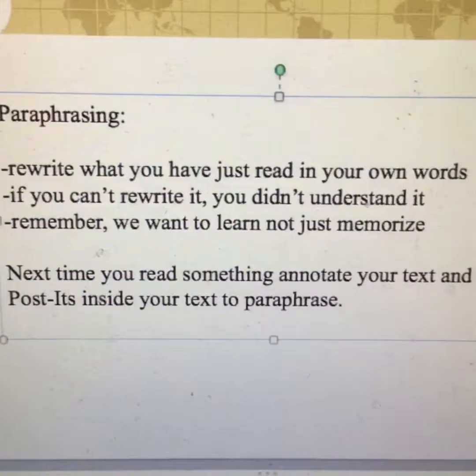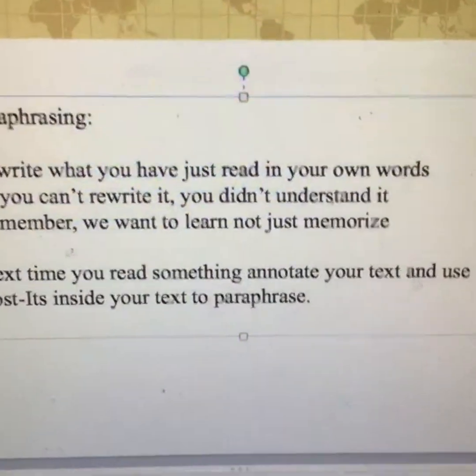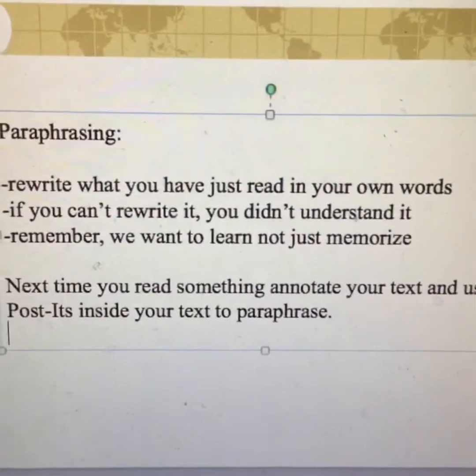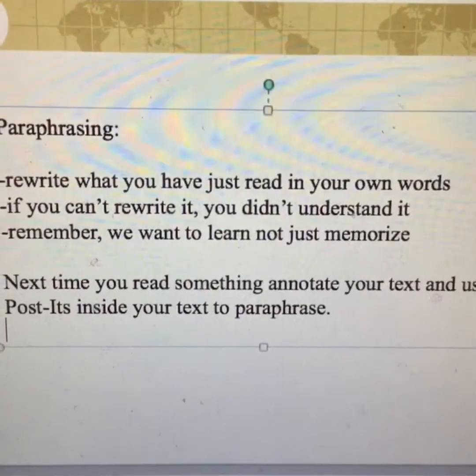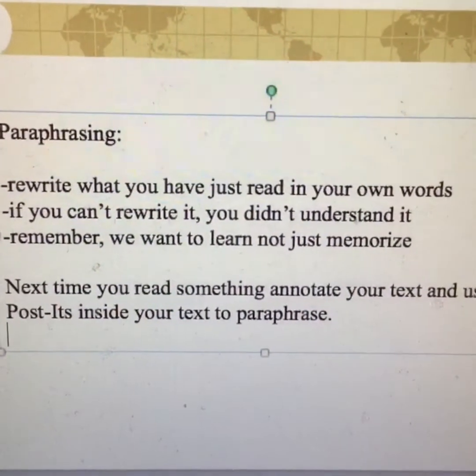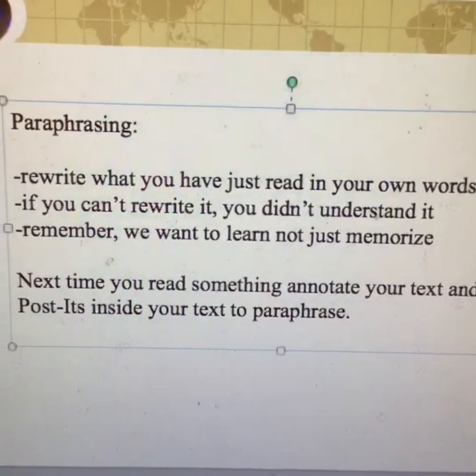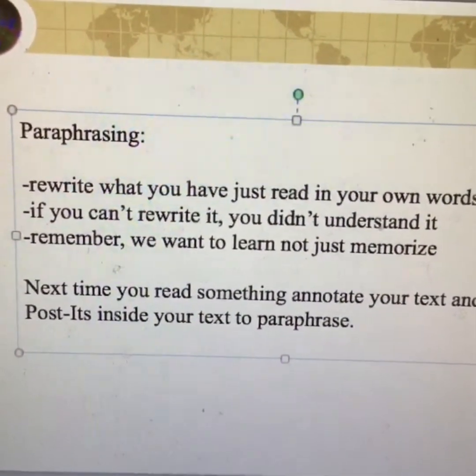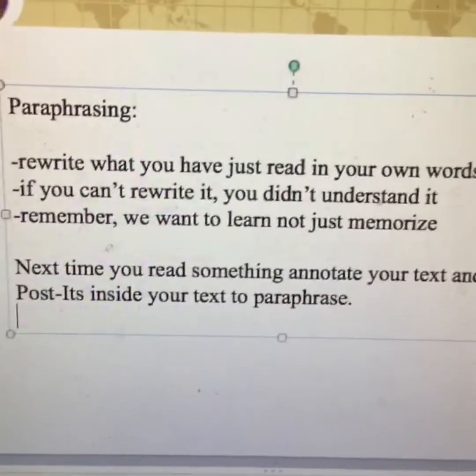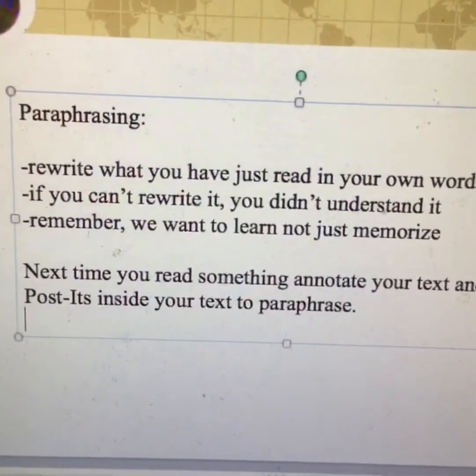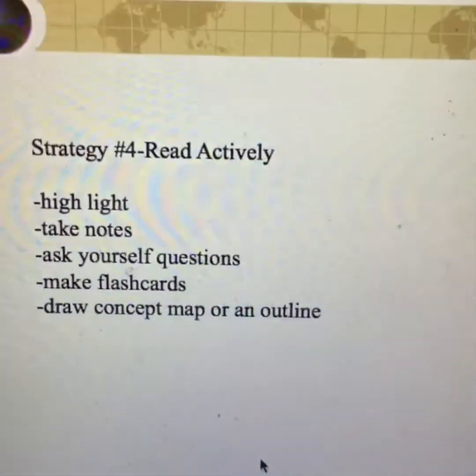So next time you read something, annotate your text. And if you don't want to write in your textbook, use Post-its. Put them inside your book. It's very cheap, easy, and you don't destroy the value of your book if you're going to resell your textbooks, which, unless you financially need to do so, I would urge you to keep them.